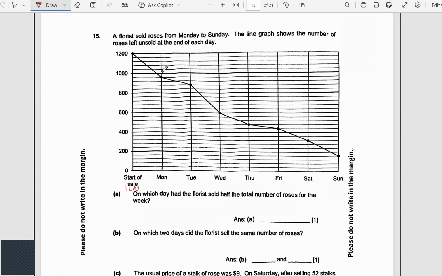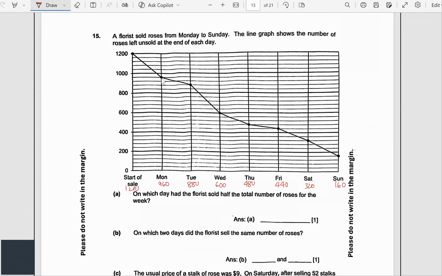On Monday is 1000 minus 40, 960. Tuesday 880. Wednesday 600. Thursday 480. Friday 440. Saturday 320. And Sunday 160.